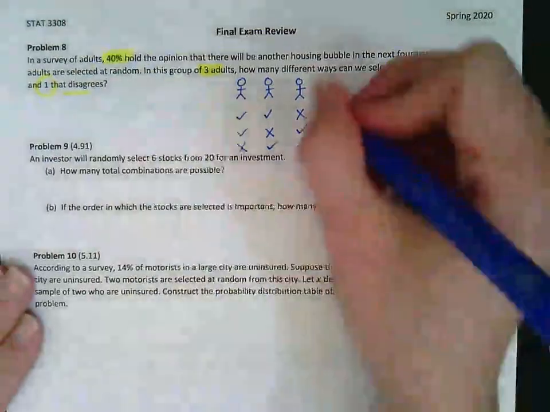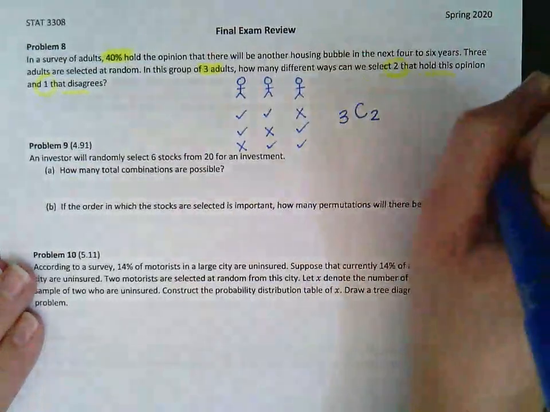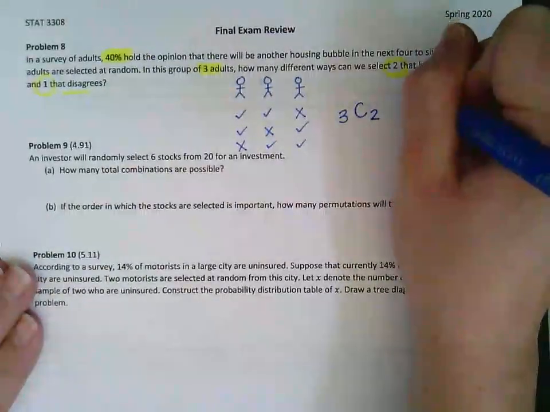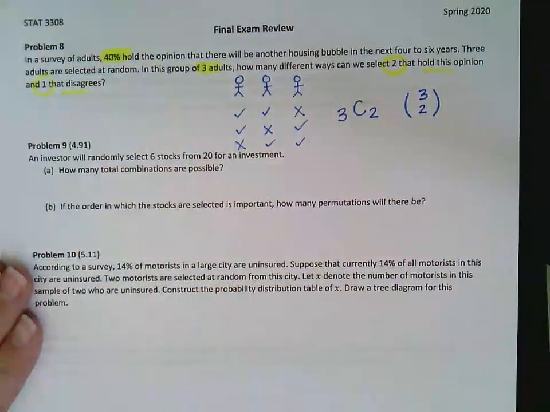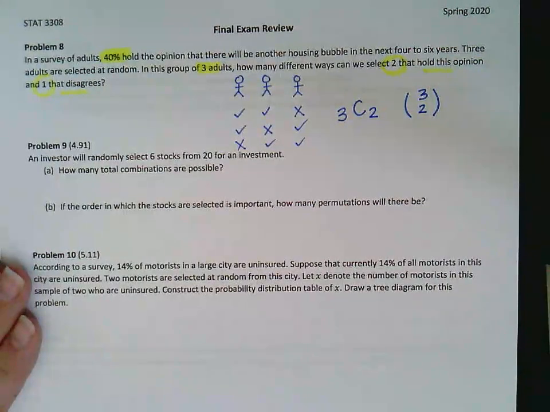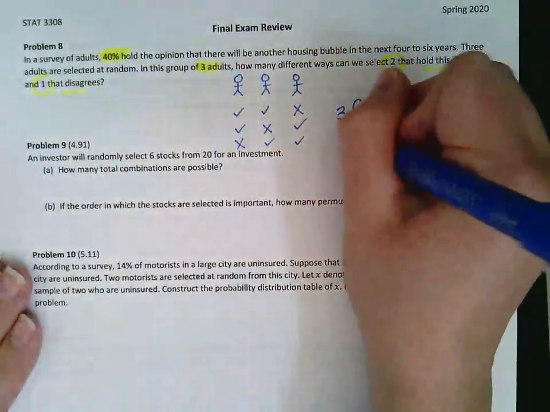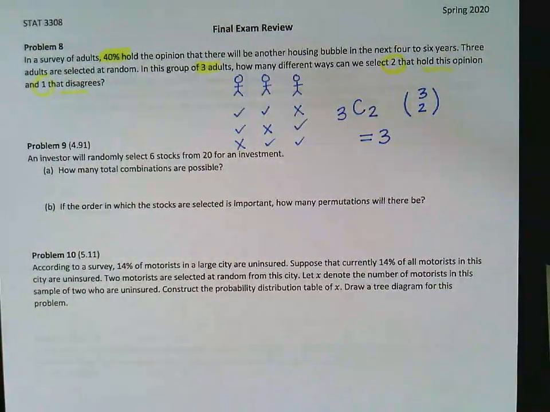Okay, so the equation we would use for this is 3 choose 2. It's also written in a combination like this, right? And that tells you the number of ways, if you have a total of 3, that you could have two people say a certain thing. And you can see that that is 3 total ways. Okay, so I use that as an introduction into problem number 9.